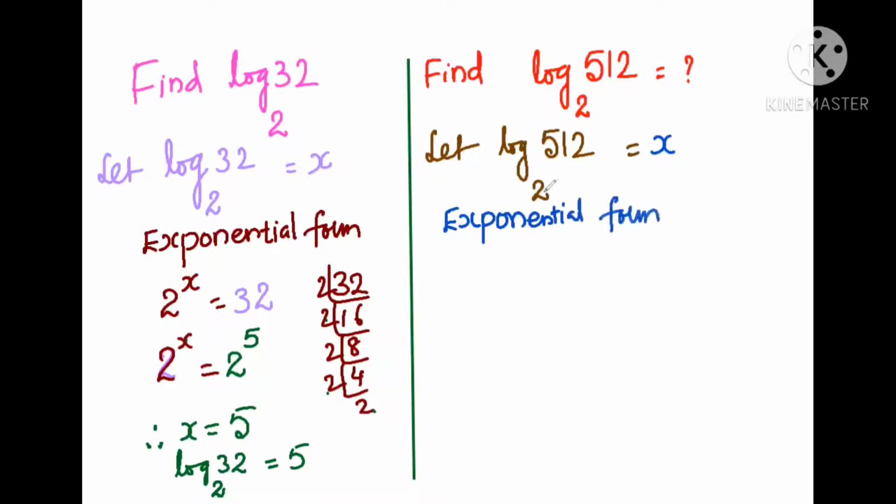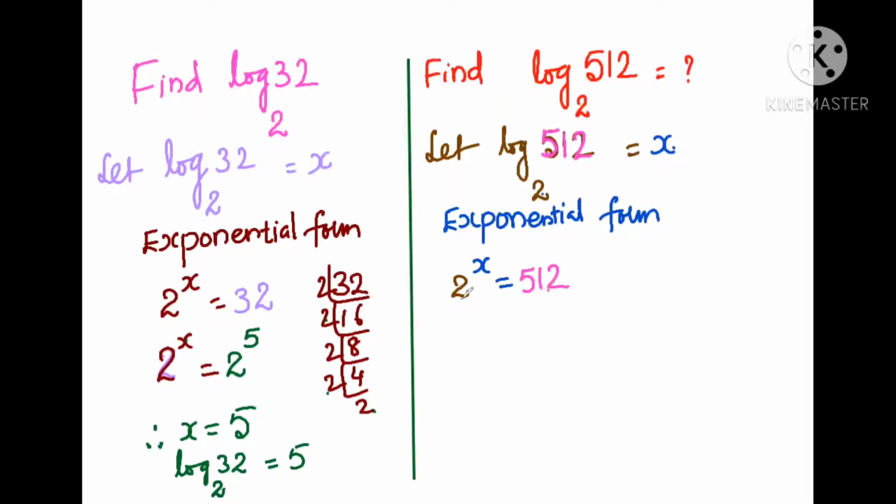You know the exponential form, a to the power of x is equal to n. Here a means 2, so 2 raised to the power of x is equal to your number 512. To find the value of x, this 512 should be written as a number with exponent to the base 2. We should make the bases equal. Then only we can find the value of x.